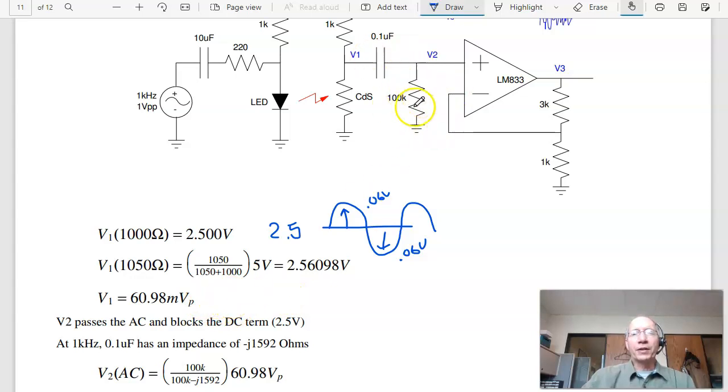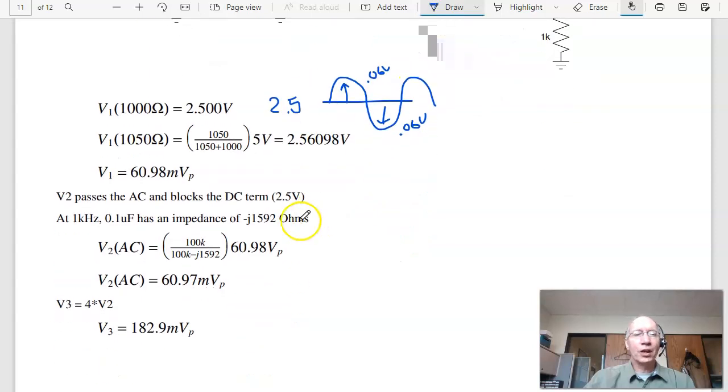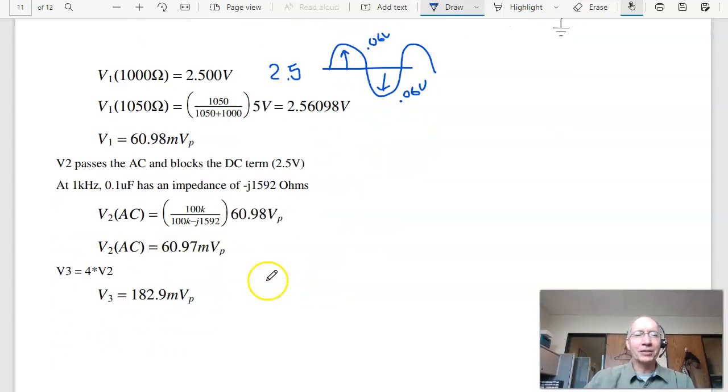This is a voltage divider. That's 100 kiloohms at 1 kilohertz. This is minus j1592 ohms. Basically 0 relative to 100 kiloohms. So V2 is almost the same as V1. If you split hairs, actually this is slightly different. Instead of 60.98 millivolts, this is 60.97 millivolts. You lose a little bit across the capacitor, not much.